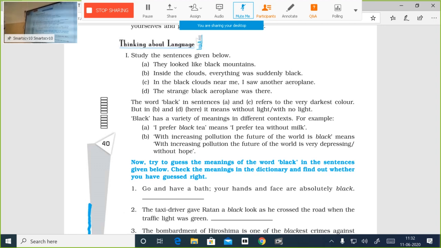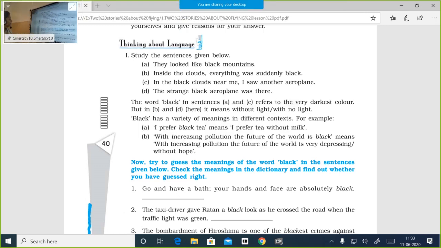The word black in sentences A and C, that is, they look like black mountains and in the black clouds near me, refers to the very darkest color. In these two sentences, we can see that it refers to the dark color. But in sentences B and D, it doesn't refer to the color, but it signifies the lack of light there. So that is what is told in the remaining paragraph. In B and D, it means without light or with no light.